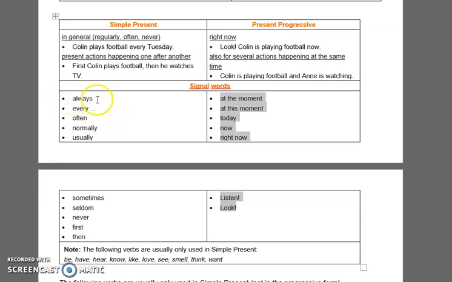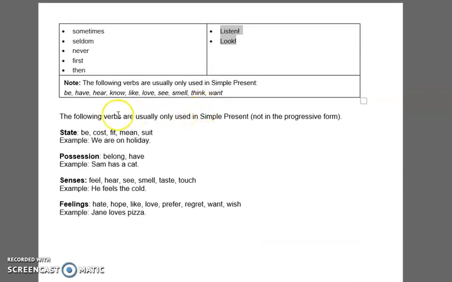Decimos, I always drink coffee. Siempre tomo café. Y decimos, I'm drinking coffee at the moment. Estoy tomando café por el momento. Esa es la diferencia. ¿Ok?